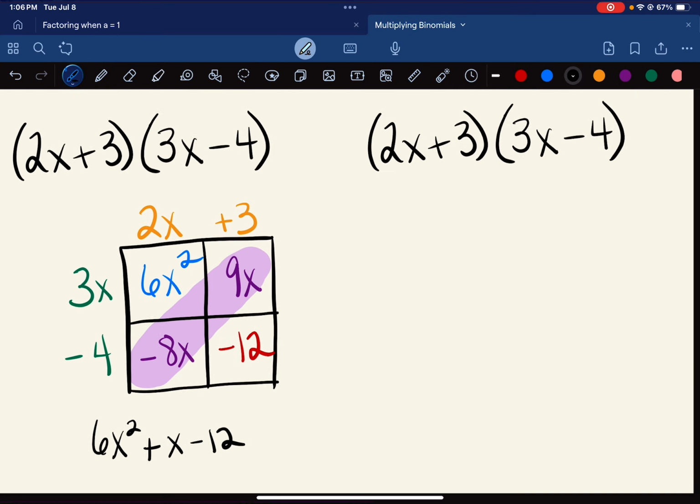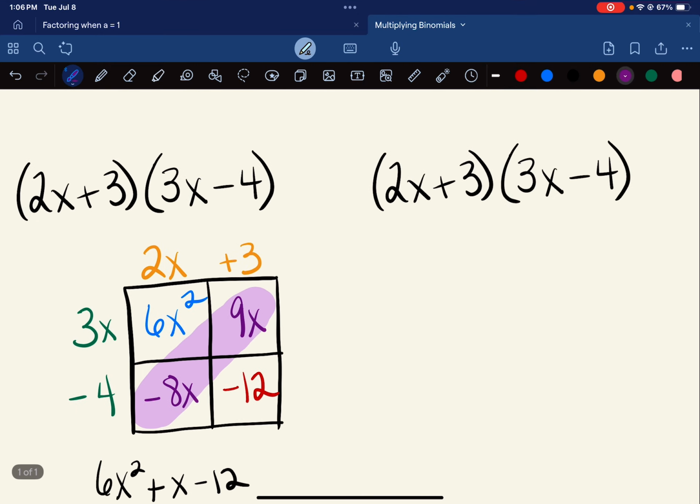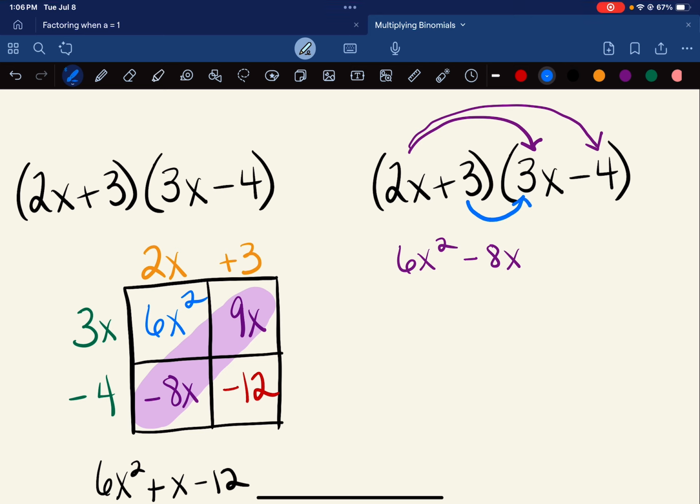That's our box method. If you want to use your double distribution method, you're going to end up with this same answer. So let's multiply 2x times 3x. That's going to give us a 6x squared. Then we should multiply 2x times negative 4, which gives us our minus 8x. Then we can multiply our 3 times 3x, which is going to give us our positive 9x. And then 3 times negative 4 is going to give us our minus 12.